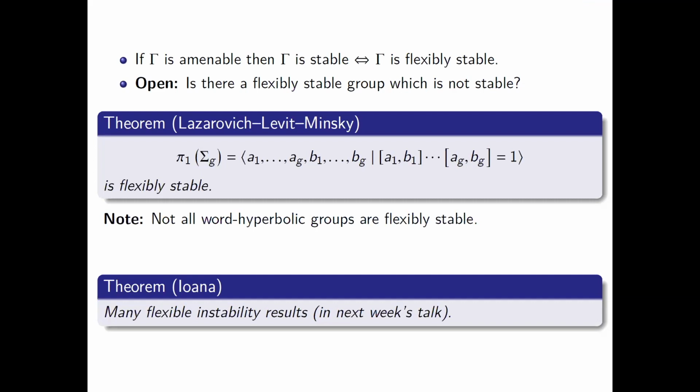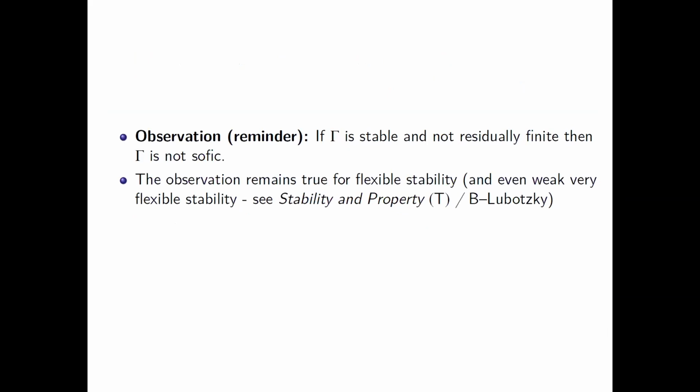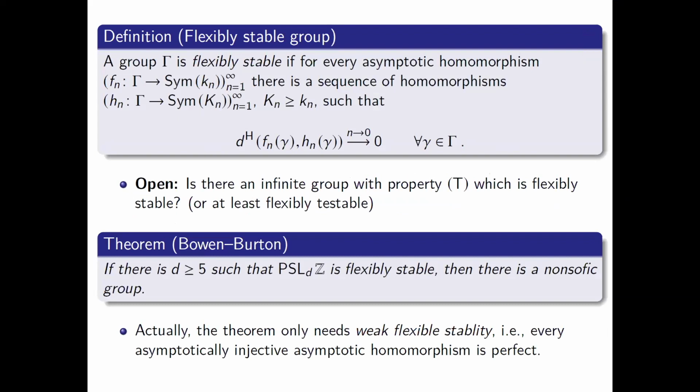Good. I have a little question. Could you go to the slide before? This one? Maybe this one, yeah. You mentioned property T, but about property tau, could we find a property tau group in both your open question and this theorem, Bowen-Burton? The open question is still open for tau, yeah.